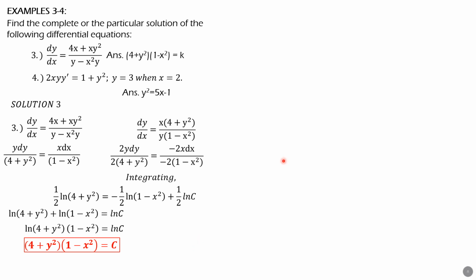So that's the complete solution because it is a first order, first degree differential equation, so there will only be one arbitrary constant. For number 4, we expect that the solution would be particular, free of an arbitrary constant. So this is the given, and we have the condition y is 3 when x is 2. So 2xy y prime, where y prime is dy/dx, equals 1 plus y squared.